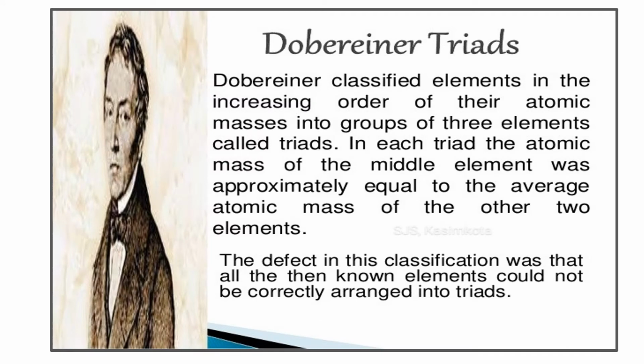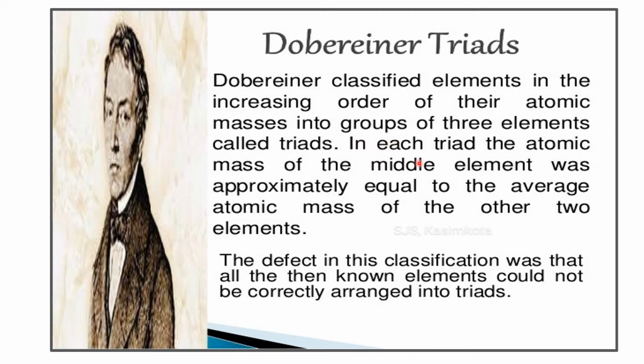Then to overcome this defect, the next scientist is Dobereiner. This person, Dobereiner, has classified the elements by arranging them in increasing order of their atomic masses into groups of three elements called triads. How Dobereiner classified the elements is, he first arranged the elements in increasing order of their atomic masses, and then he divided them into groups as triads. So here each group is a triad, which means three elements, one group.